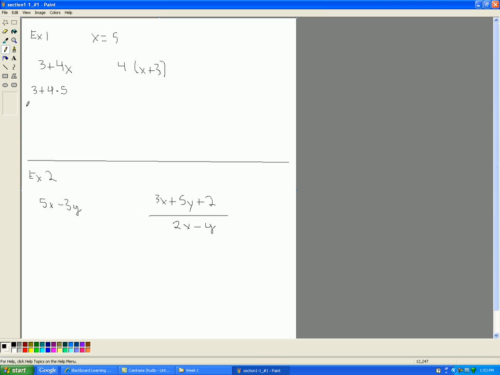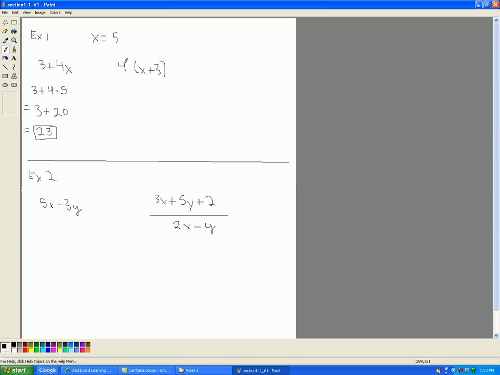Now we have to use order of operations. Order of operations tells us in this case that multiplication comes before addition. So we go 3 plus 4 times 5 is 20. And now we go ahead and just complete the addition. 3 plus 20 is 23. And that's our final answer. Again, identify it with the box or circle it somehow.